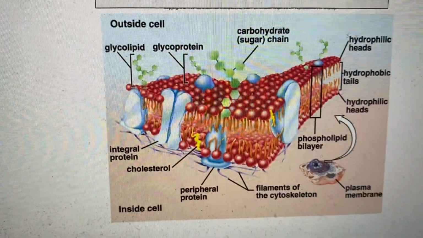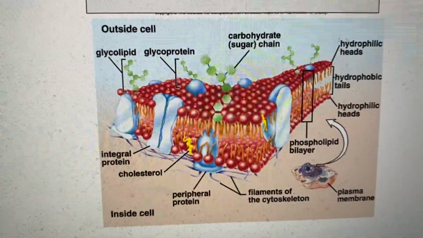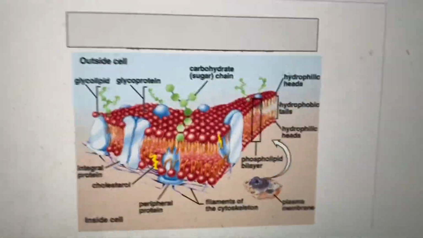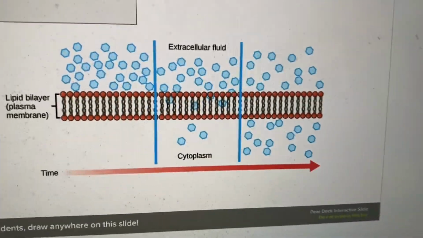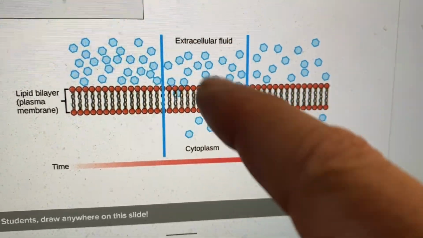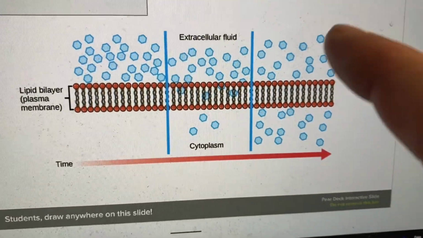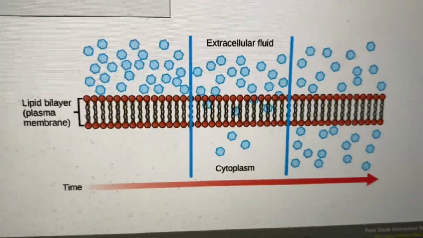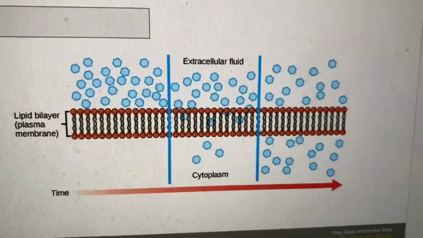And if you remember the 3 ways, 2 of which do not require energy at all. The 3rd one requires energy. First one is just simple diffusion, right? That's when particles move from areas of high concentration down a concentration gradient until you have equal concentration on both sides of the cell membrane. Simple diffusion doesn't take any energy whatsoever.